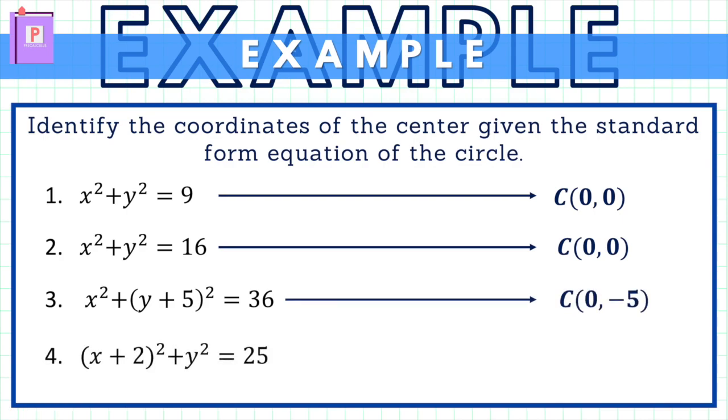And lastly, we have the quantity of x plus 2 squared plus y squared is equal to 25. Knowing that this number here is positive 2, we reverse the sign, so this would be negative 2. And as for our y coordinate, even though we cannot see any constant here, we know that the y coordinate is 0. So therefore, the center of the circle is negative 2, 0.